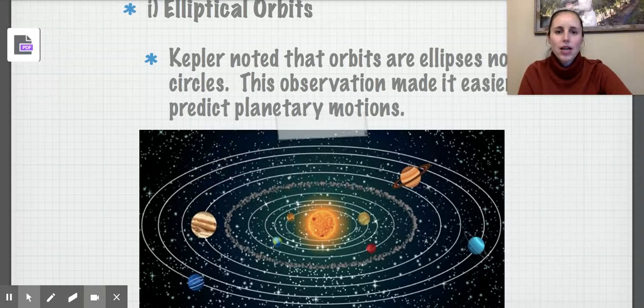Next up, we're going to be talking about stars and the life cycle of stars. And we're also going to be talking about a very important star known as our star, known as the sun.